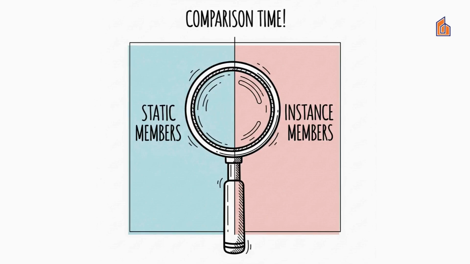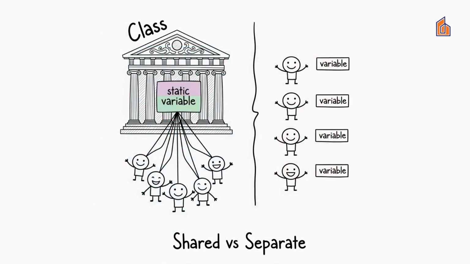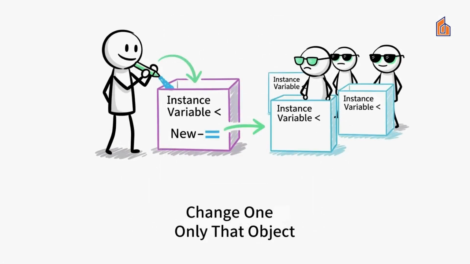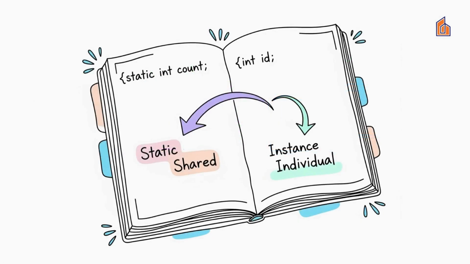Now, let's compare static versus instance members. Here is the difference between static and instance variables. Static members belong to the class and are shared among all the objects, and instance members belong to each object separately. Changing a static variable affects all the objects, and changing an instance variable only affects that object. Now, let's see the code for each to compare.